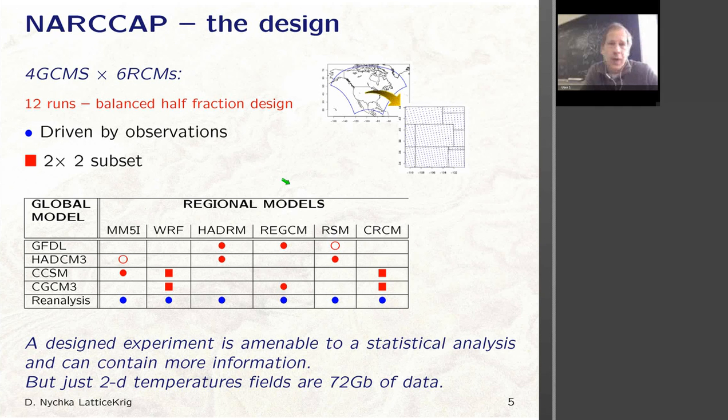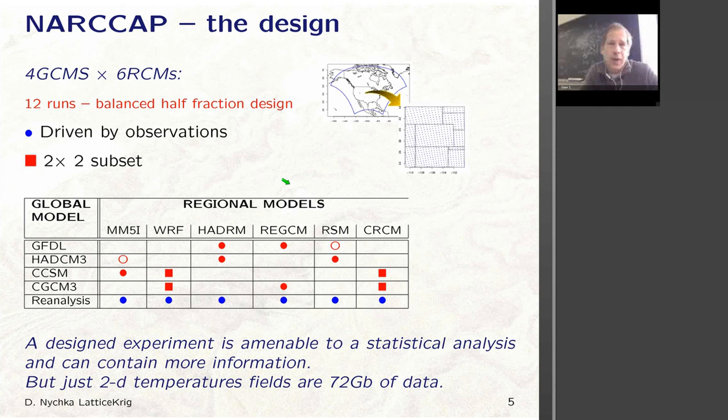So perhaps some of you have heard the NARCAP story before. Steve Sane and I were working on the original design of this. The original design involved 4 global models, forcing 6 regional models. Remember that a single pairing here is a particular global model and a particular regional model. So in this original plan, we had 24 different choices. We had 4 times 6.